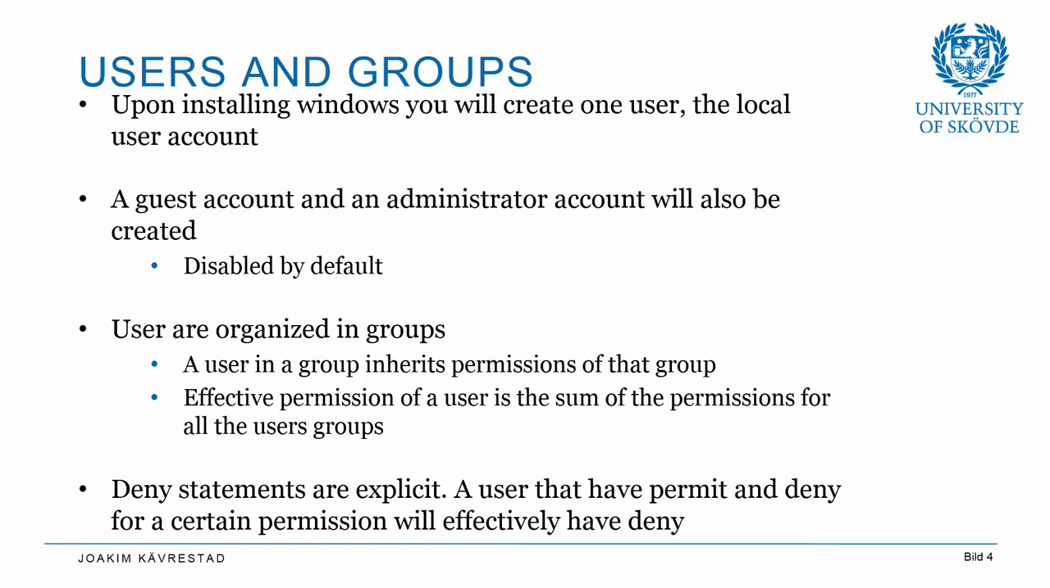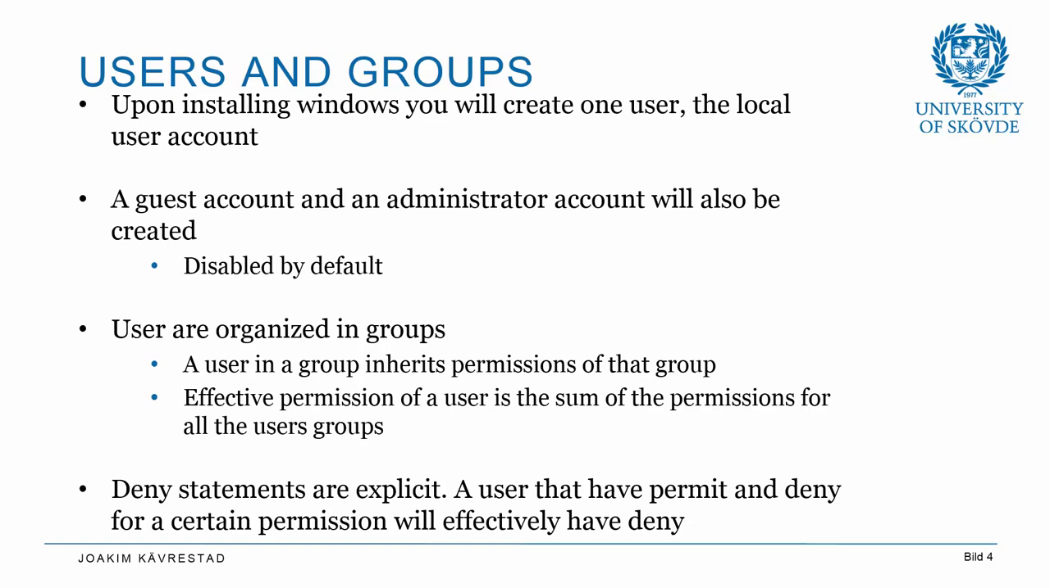So for instance, if you have a shared folder and you want read and write access to that folder, you create a read and write access group for that specific folder, for that specific purpose. And then you add all users that need that permission to that group. Then you have another group with another permission, and a third group with a third permission, and so on and so forth. And the effective permission of a user will be the sum of all permissions for all the groups that the user is in.